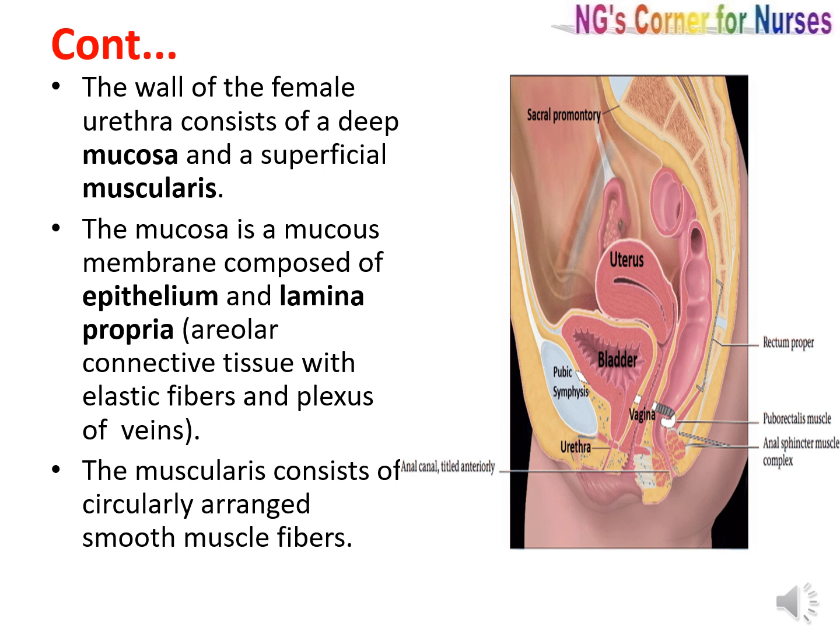The wall of the female urethra consists of a deep mucosa and a superficial muscularis. The mucosa is a mucous membrane composed of epithelium and lamina propria. The muscularis consists of circularly arranged smooth muscle fibers.